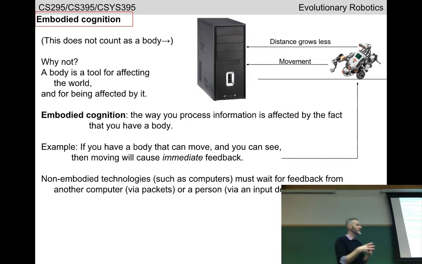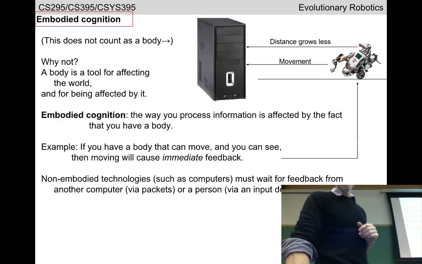Any non-embodied system is fundamentally a passive system. It has no body, so it can't impact the world. It's got to wait for stuff to come to it. If you have a body, you can go out and get the information you need from the world to do whatever it is you're trying to do.